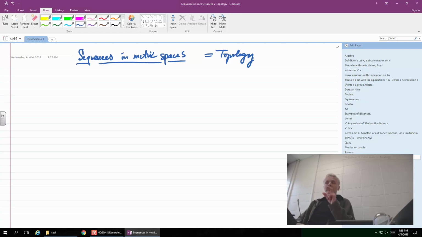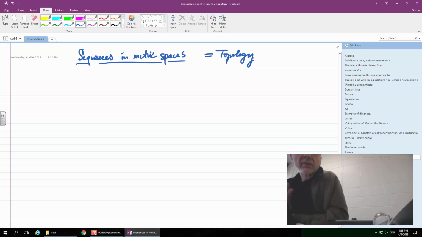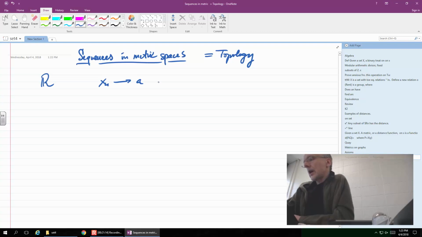So from just geometry and measuring distances, we're moving to sequences in metric spaces and their limits. They are much easier than dealing with limits of functions. So let's just recall what we know about R and the sequences in R. So my metric space is R. So you have Xn converges to A if.